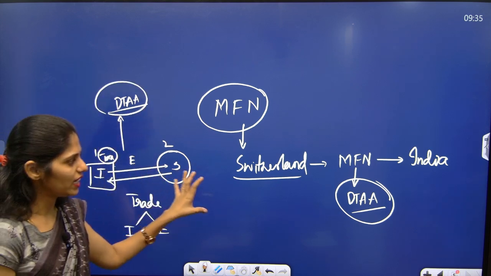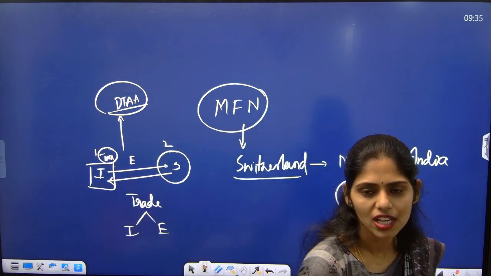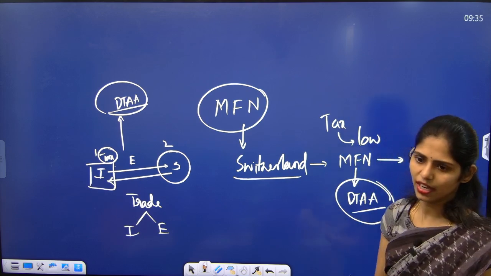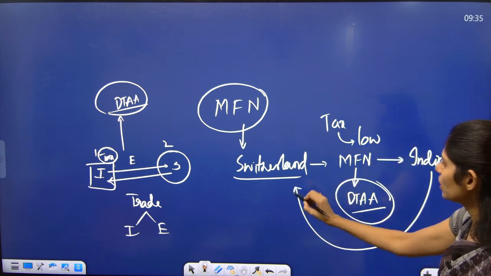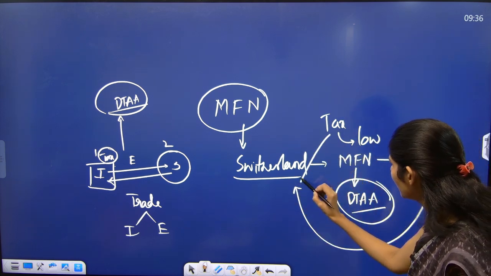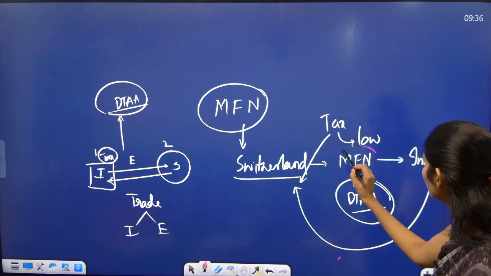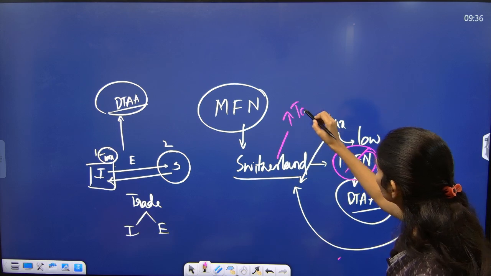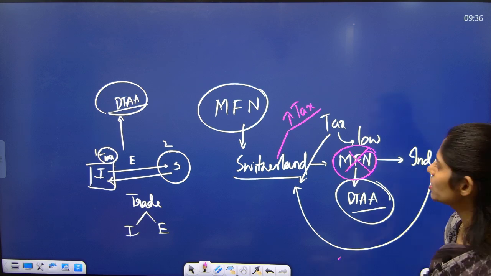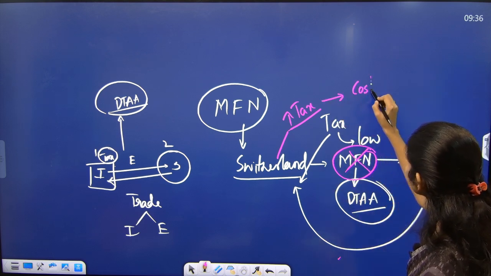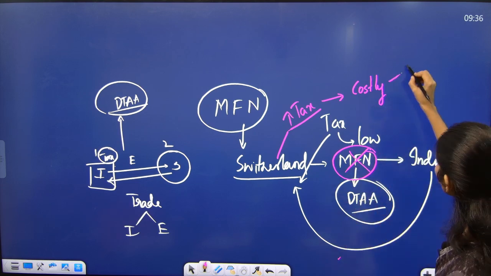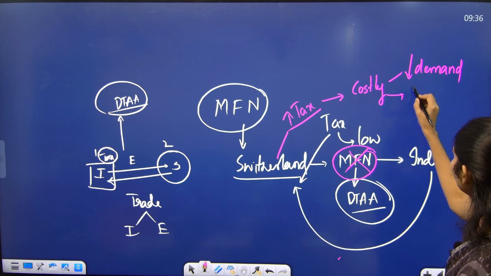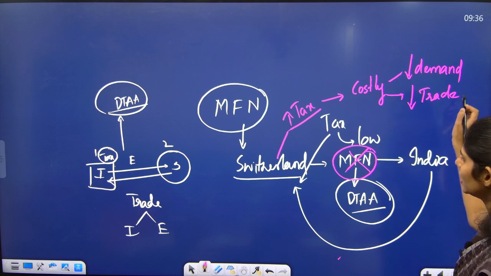Now, if any country gets this most favored nation status, the tax will be very low. Tax imposed will be very low in Switzerland. For whatever goods we are sending from India to Switzerland, the tax will be very low. But now Switzerland removed this most favored nation status for India. That means now Switzerland will be imposing high taxes on Indian goods. Our Indian goods will become costly in Switzerland. Because of this, there will be a decrease in demand for Indian goods. That means there will be a decrease of trade between India and Switzerland now.